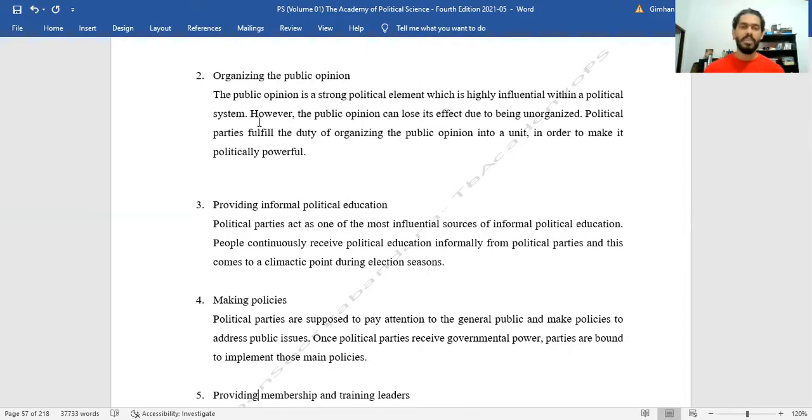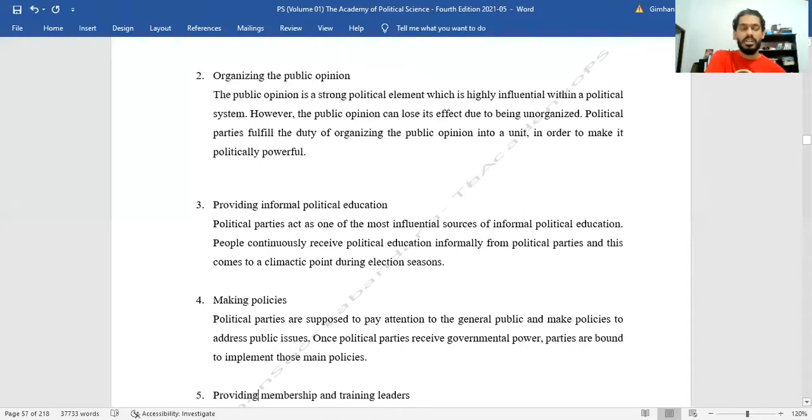Anyways, the point is, political parties have a duty to organize public opinion, because either people are positive about something or people are negative about something. Political parties have to put that together because people don't come together on their own. People have their own stuff happening, right? So putting public opinion together and making it effective is a duty the political parties have. Then providing political education.